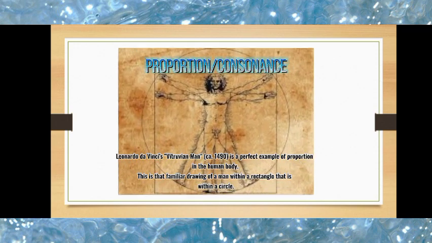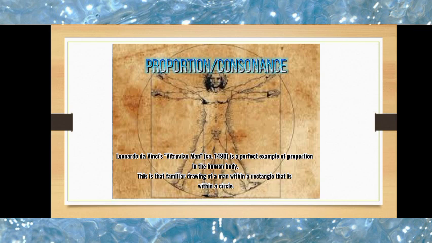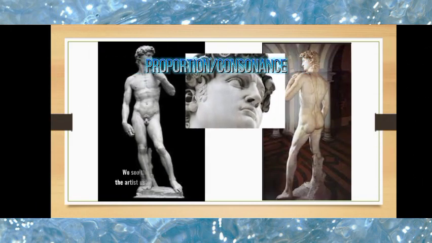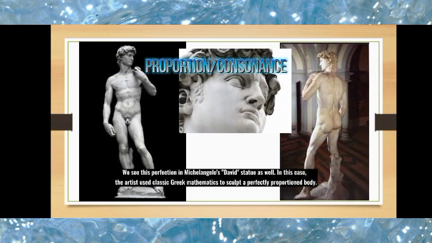Leonardo da Vinci's Vitruvian Man, 1490, is a perfect example of proportion in the human body. This is the familiar drawing of a man within a rectangle that is within a circle. Da Vinci used this figure as a study of the proportions of the body. His precise representation examined what people thought was the perfect male body at the time. We see this perfection in Michelangelo's David statue as well. In this case, the artist used classic Greek mathematics to sculpt a perfectly proportioned body.